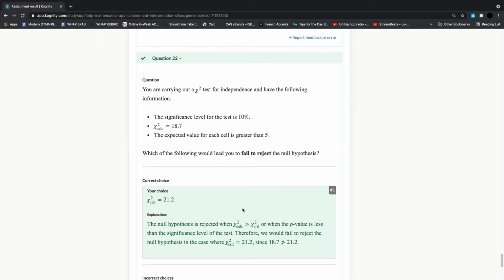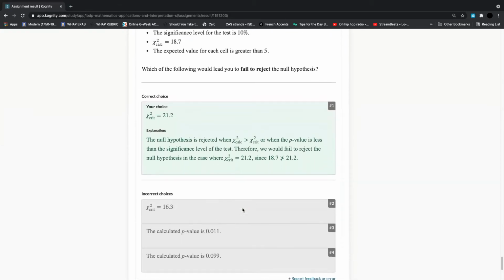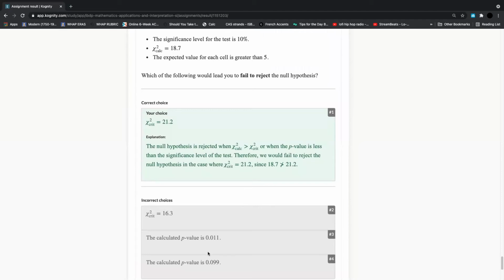That's just a fancier way of saying under what circumstances would you have to keep your null hypothesis so you can't reject it? Okay, so let's go through the answer choices. Calculated p-value is 0.099. So since that is less than the significance value, you could reject your null hypothesis, so that is wrong.